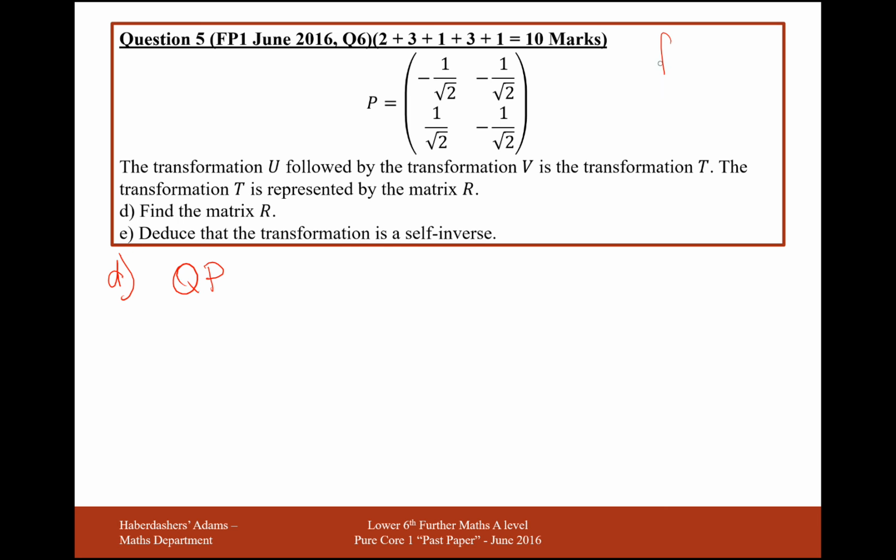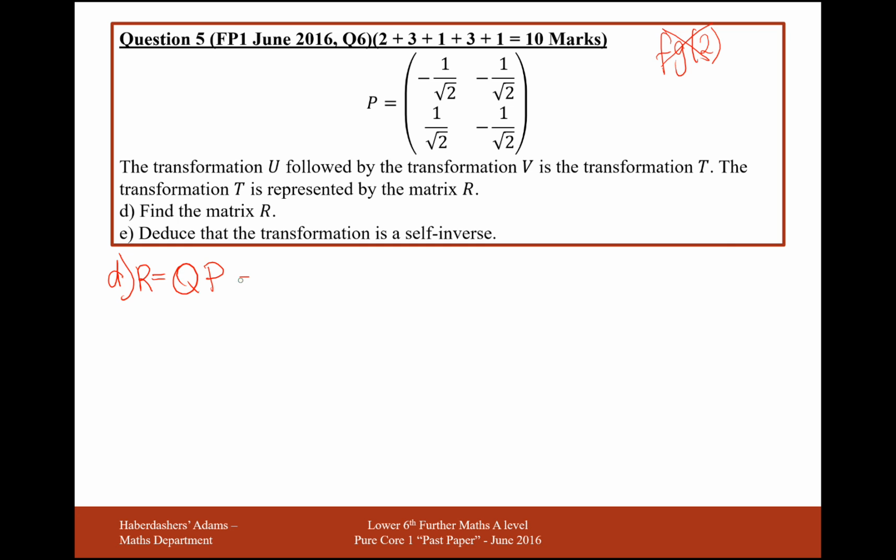A bit like when you were substituting values into, say, FG of 2, you put the 2 into the G one first, and then you put that answer into the F one next. It's exactly the same thing as what's happening here. You take your coordinates at the back here, you apply matrix P first if you want to do transformation U, and then you apply matrix Q here if you want to perform transformation V.